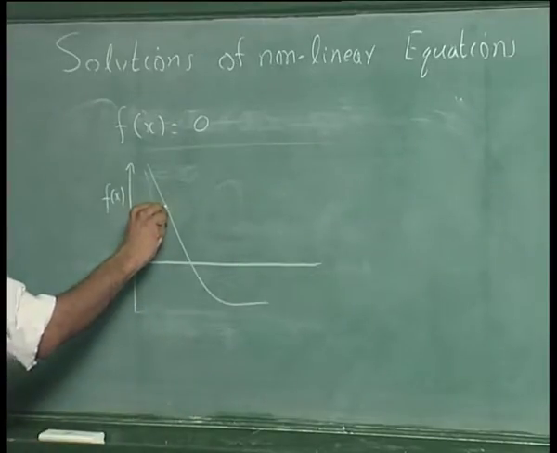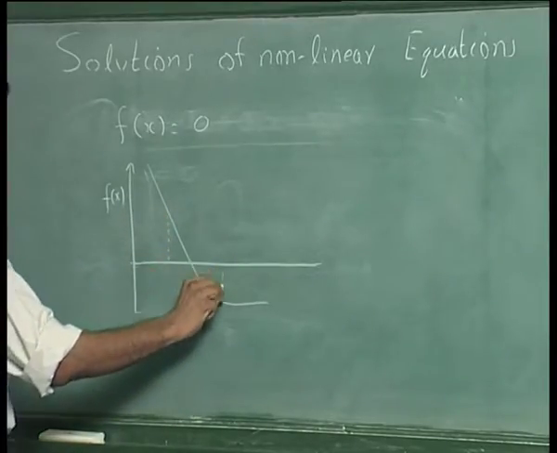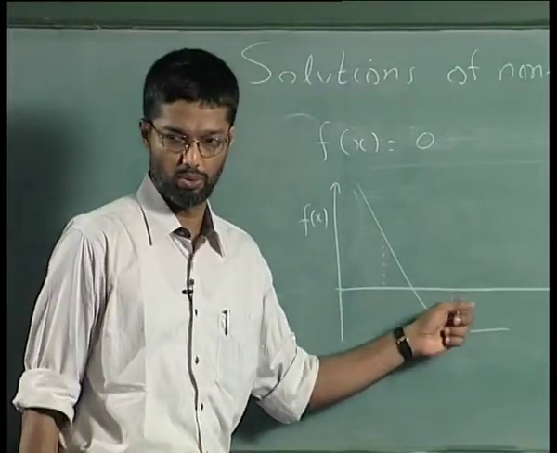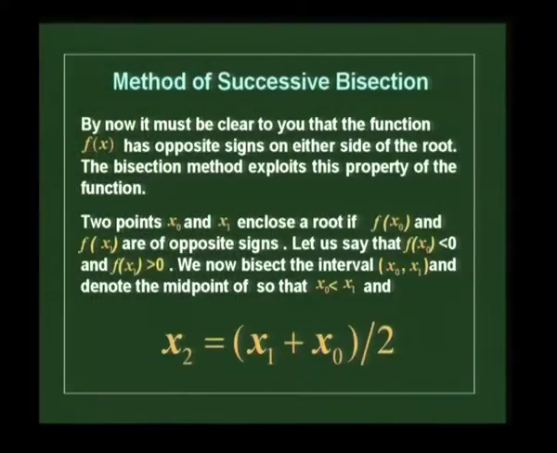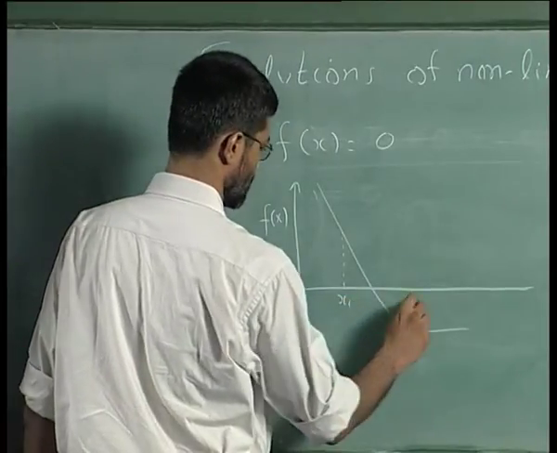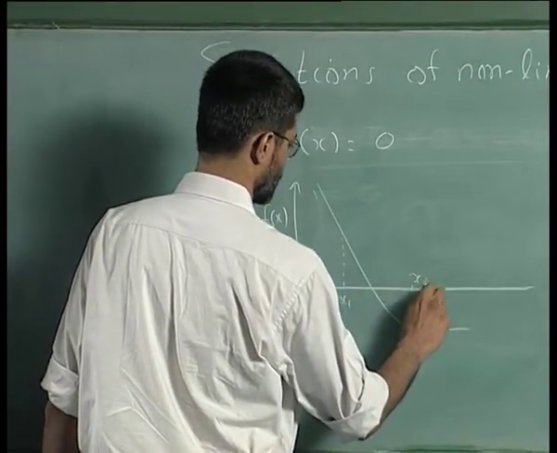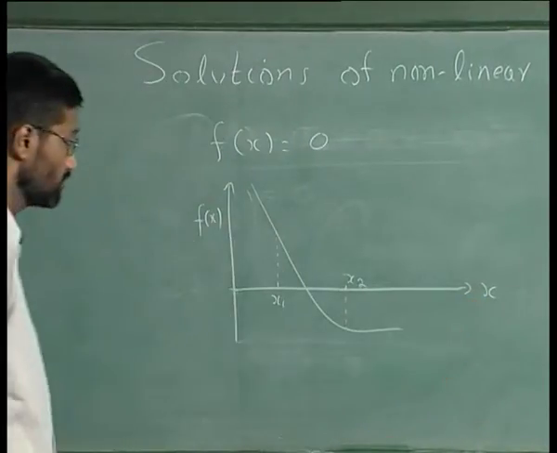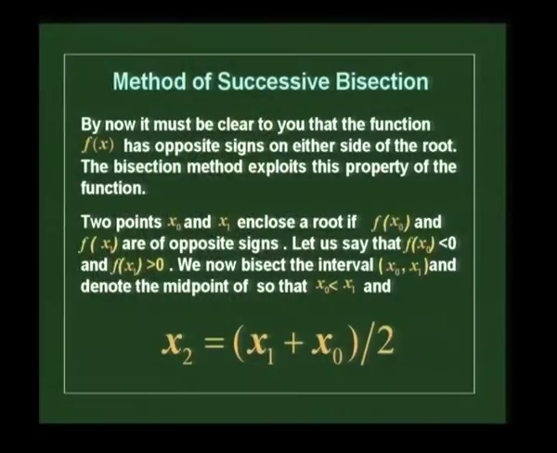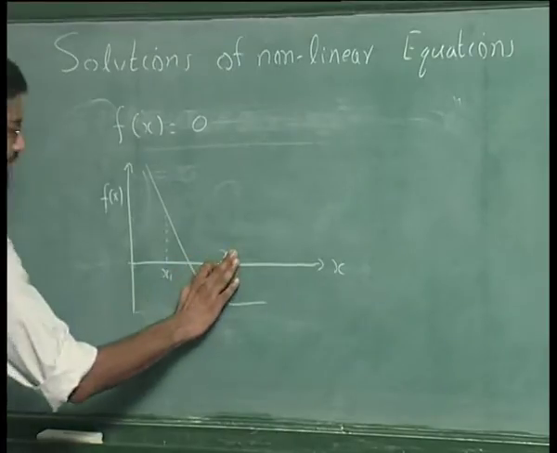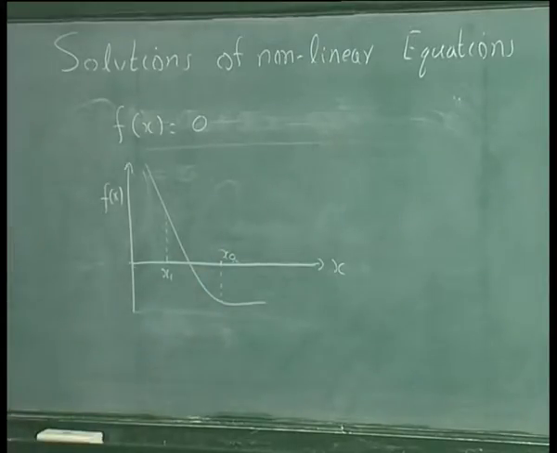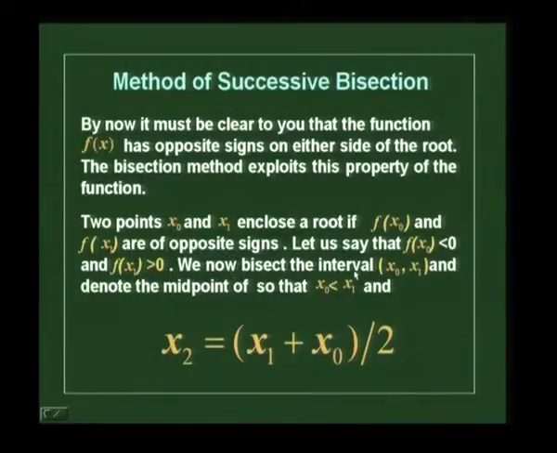Okay, so then I have to make 2 guesses. Okay, so x1 and x2. We choose x1 to be such that it is positive. So I call this x1 and this x2. Okay, that's my x-axis. So that's the idea. We have to make 2 points, in this case x0 and x1, sorry. We choose x0 and x1 such that f of x0 and f of x1 have opposite signs. Okay, so we choose f of x0 to be negative and f of x1 to be positive.